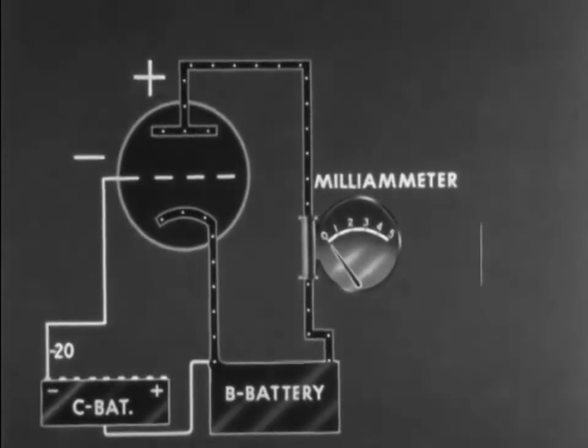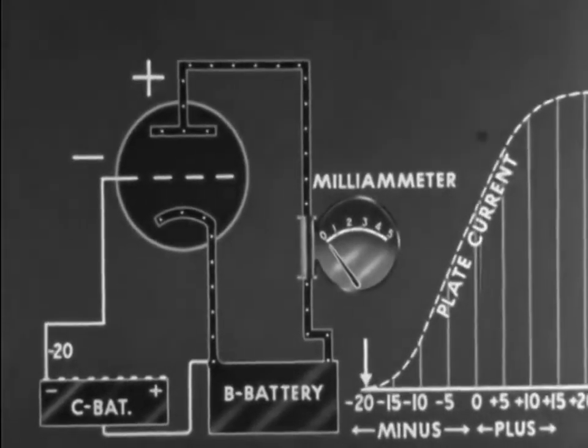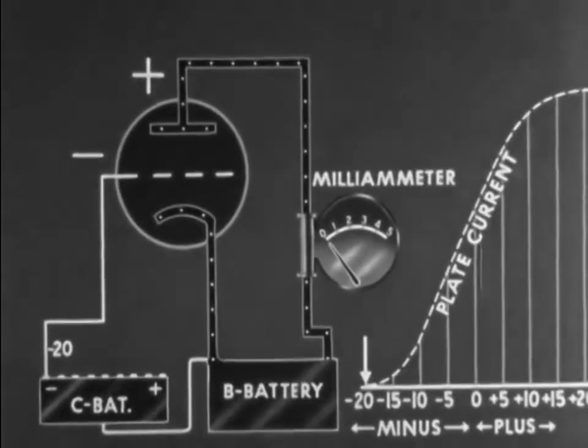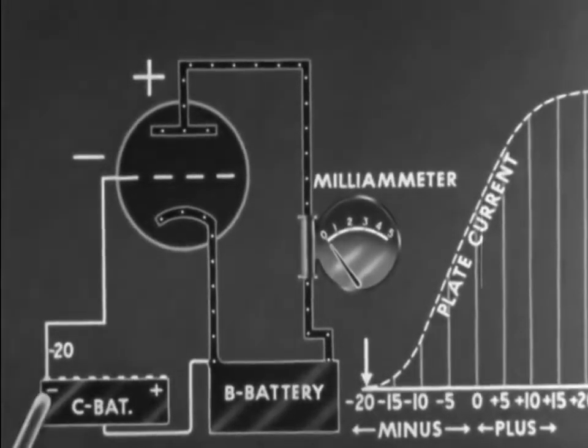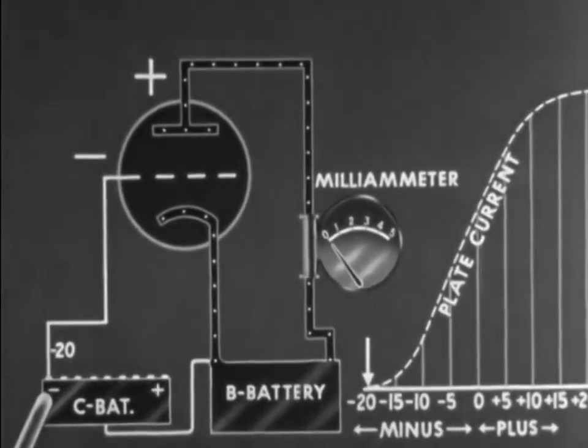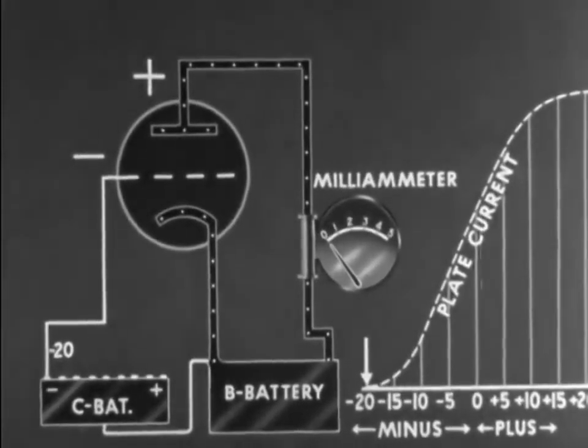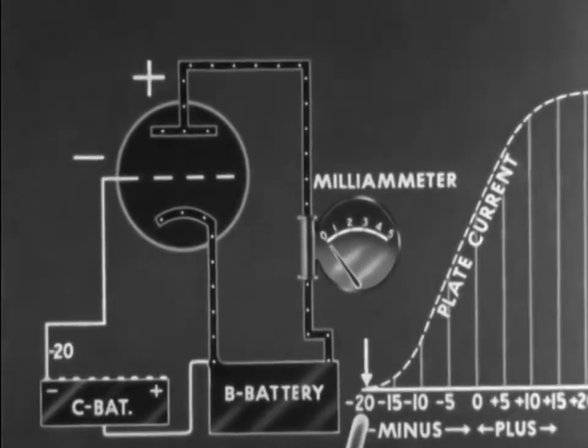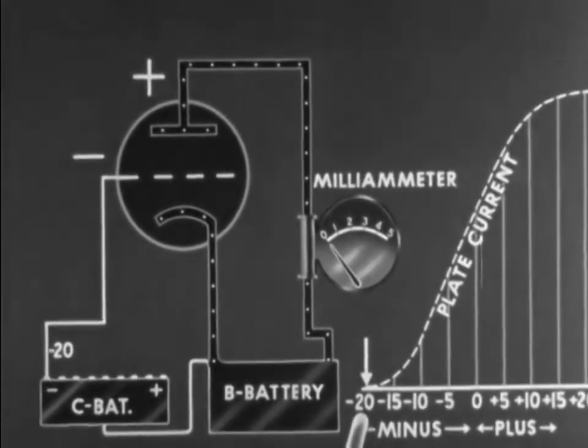We may chart the flow of plate current with changes in grid bias. The C battery is impressing a minus 20 volts upon the grid. Both the milliammeter and the chart represent no plate current flowing. A grid bias of minus 20 is the cutoff bias of this tube.